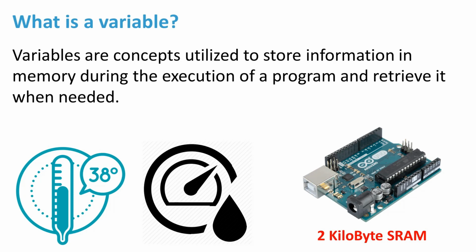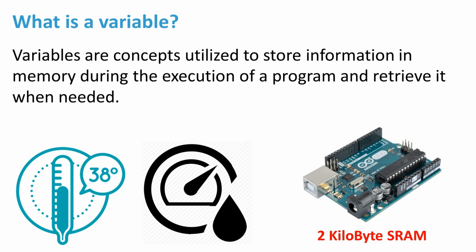What is a variable? Variables are concepts utilized to store information in memory during the execution of a program and retrieve it when needed. For example, information such as temperature or ambient humidity values obtained from sensors is stored in variables. We stated that variables are stored in memory. This memory refers to temporary memory, and in Arduino, this temporary memory is known as SRAM.